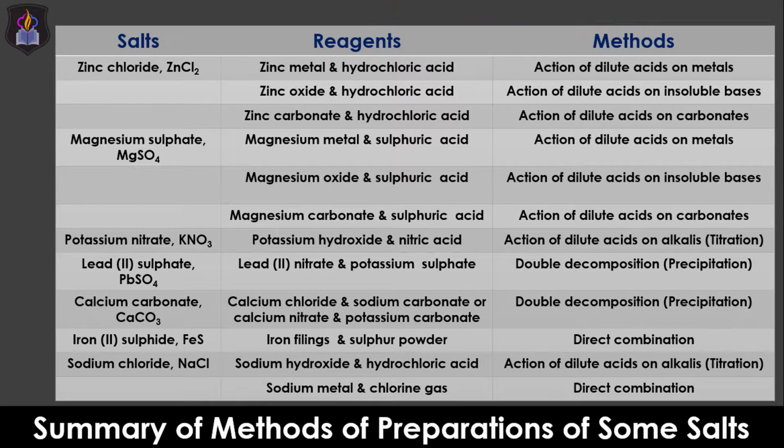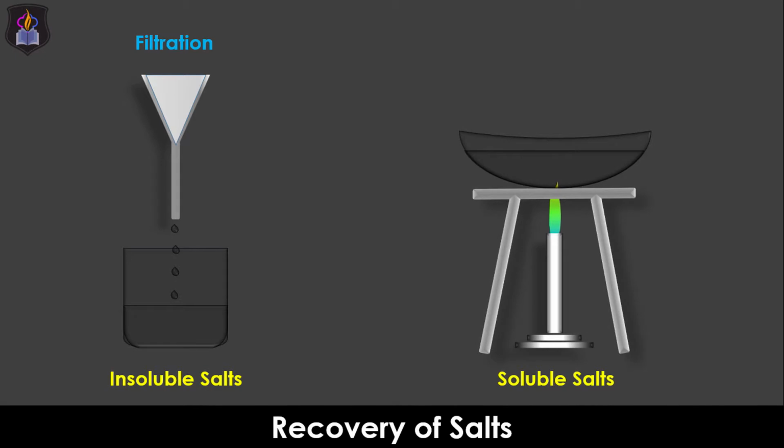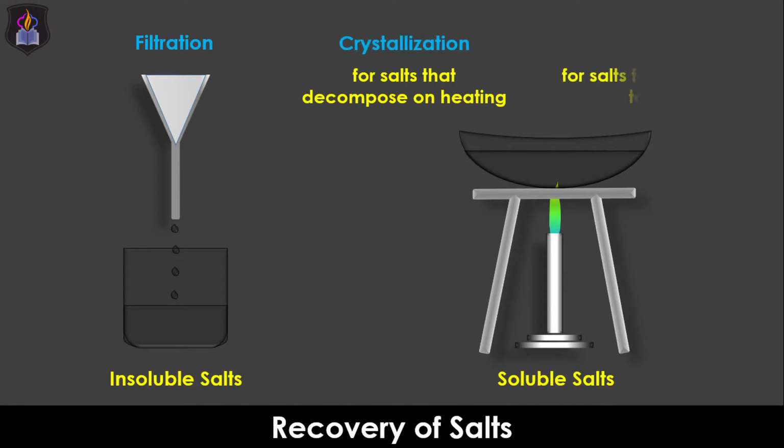The preparation of a salt is not complete without its recovery from the reaction mixture. Insoluble salts can be recovered by simply filtering and rinsing them off from the reaction mixture and then drying the residue at a regulated temperature. However, the methods employed in recovering soluble salts from their solutions depend on their stability to heat. Soluble salts that decompose on heating are recovered from their solutions by crystallization, while those that are stable to heat are recovered by evaporation to dryness.